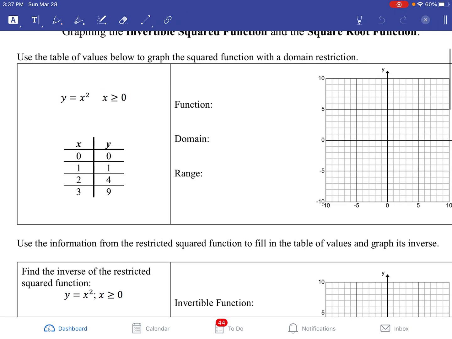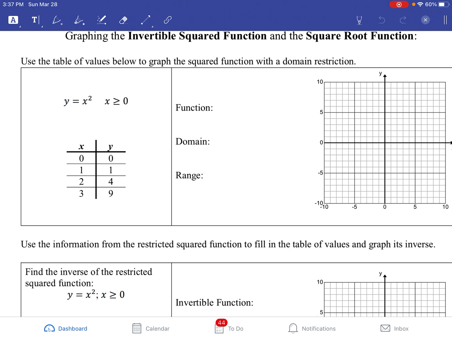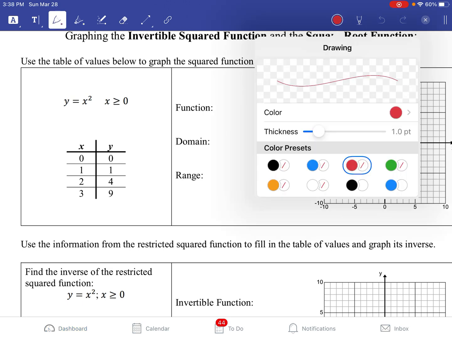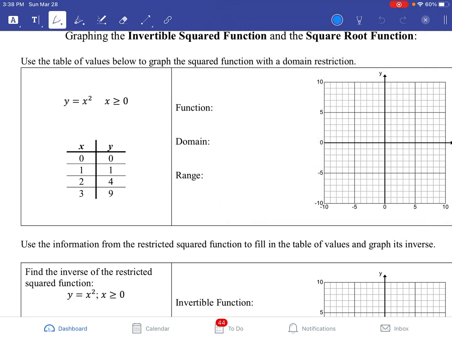So the first thing we're going to look at is x squared. Now, if we graphed x squared, as a quick reminder, it looks something like this. And if you remember from last week with our horizontal line test, this is not invertible, because it would cross through two spots if you did a horizontal line test. However, what you can do with these problems is you can restrict its domain.